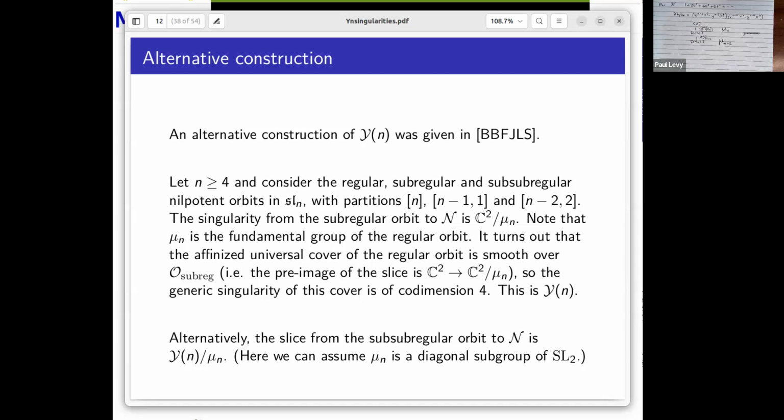I think the interesting thing is you can actually write down what this action is here. So the mu_n is the diagonal subgroup of SL_2. You would never look at this slice and be able to say, oh, it's a quotient or something. It's not at all clear, but it's a consequence of this description as the cover. I can't remember how we thought of that, but anyway.